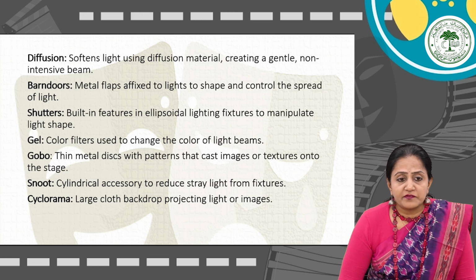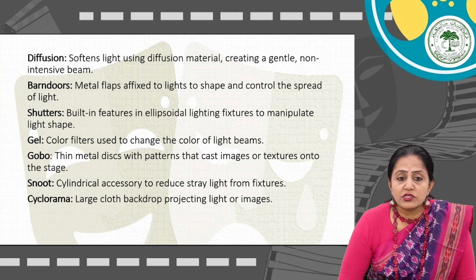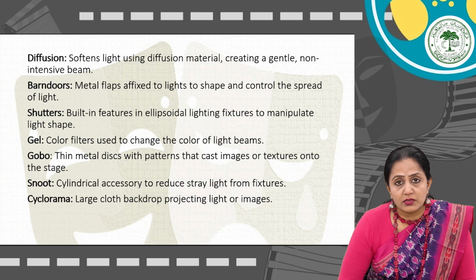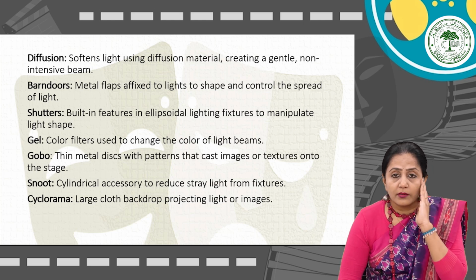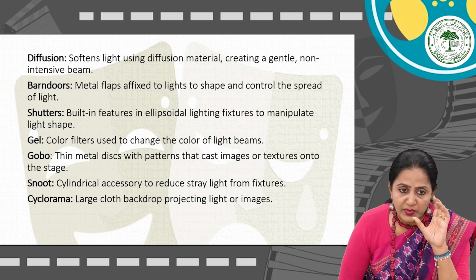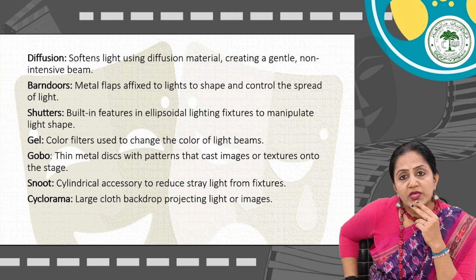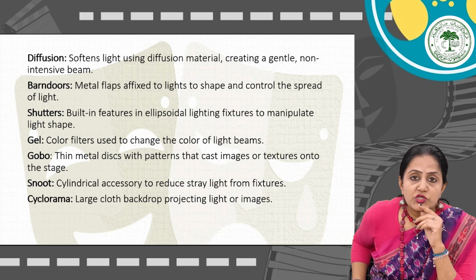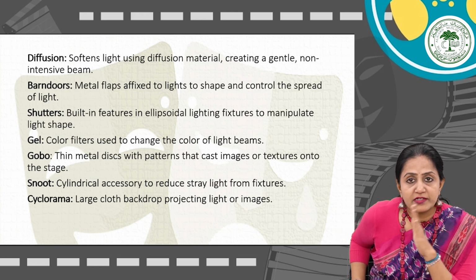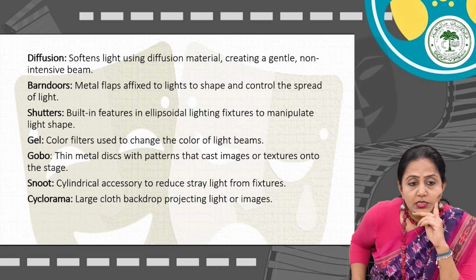Gels are the color filters. They are used to change the color of light beams. So when the beam is there and you want to change the color of the beam, what do you use? You use gel. This is called a filter. These filters are put in, and that changes the color of the light.